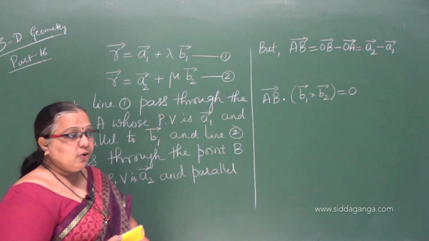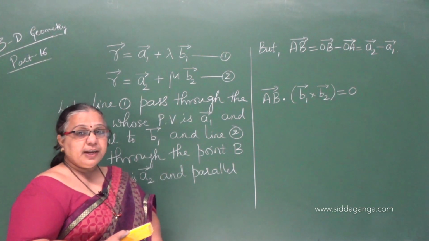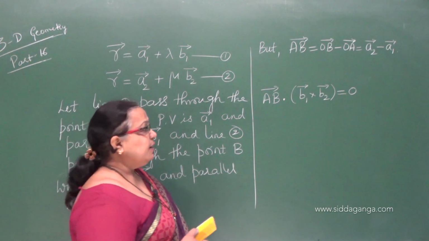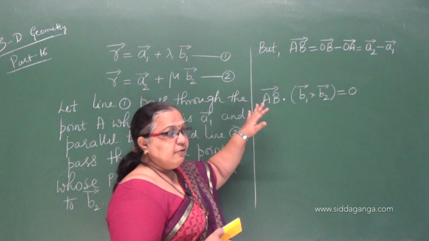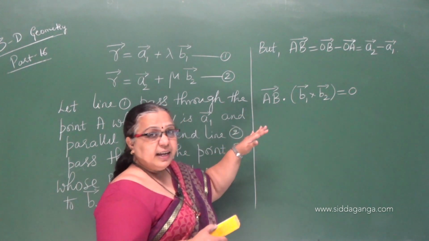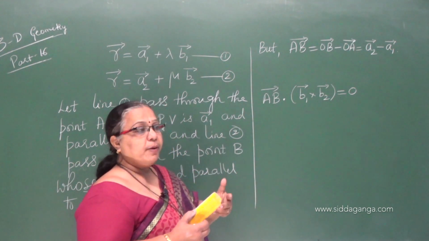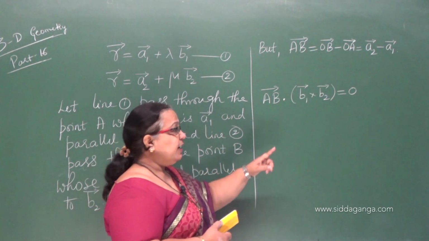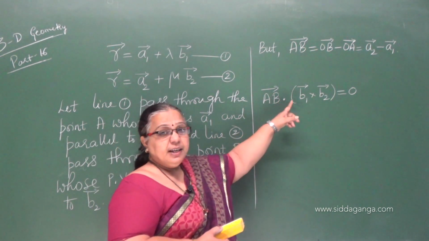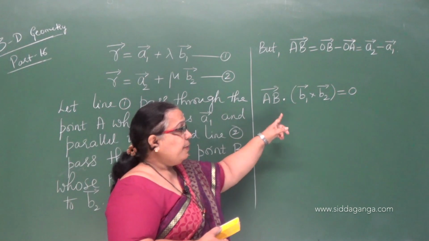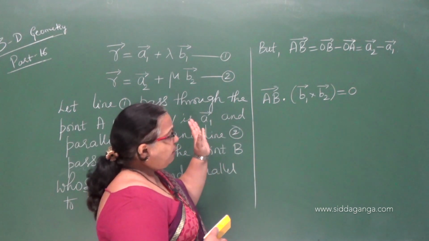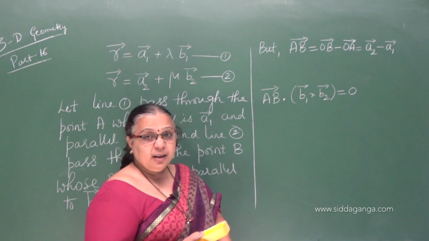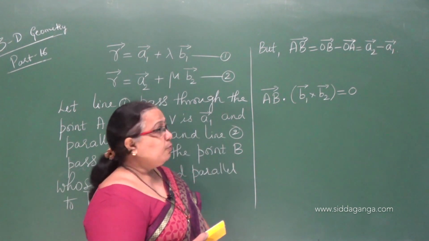So the vectors AB and B1 cross B2 lie in the same plane, that is, they are coplanar, if and only if vector AB is perpendicular to B1 cross B2 vector. So we can also consider it as three vectors.